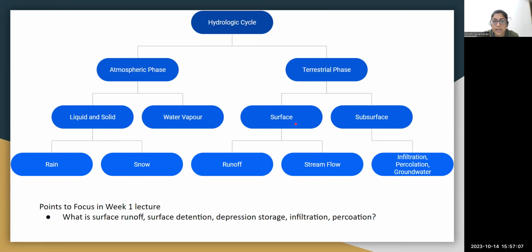So on the surface, we have runoff, which is a transportation component, and stream flow, which is also a component. Then in subsurface flows, there is infiltration, percolation, groundwater. All of these are coming beneath the surface, so these are subsurface components of the hydrological cycle. Some other points you can keep in mind are: what is surface runoff, what is surface detention, what is depression storage, what is infiltration, percolation. You might want to learn the definitions of all these and understand what they are.